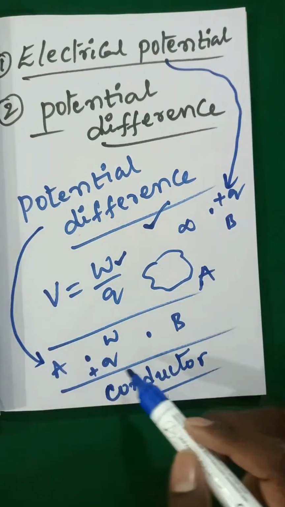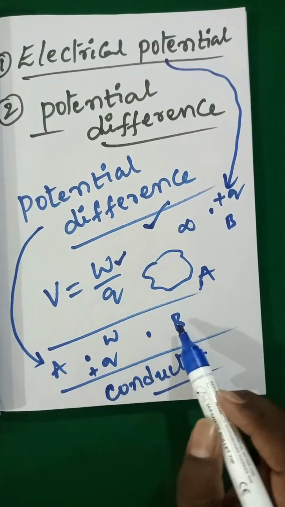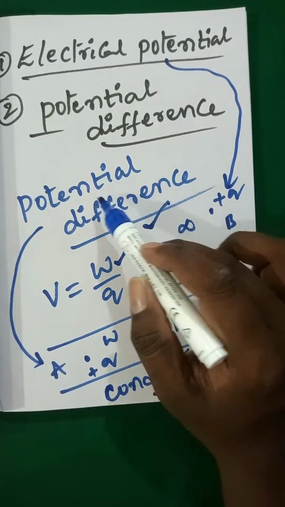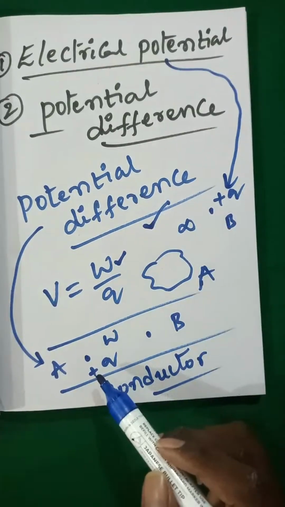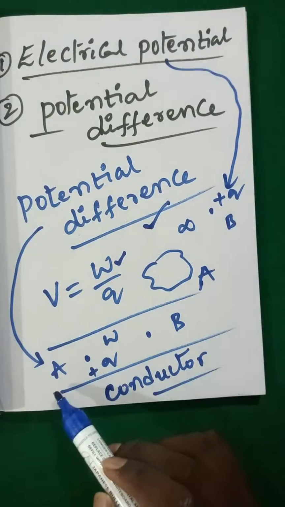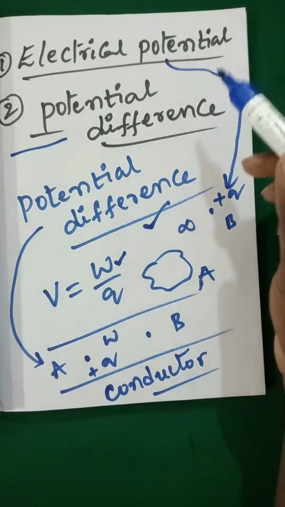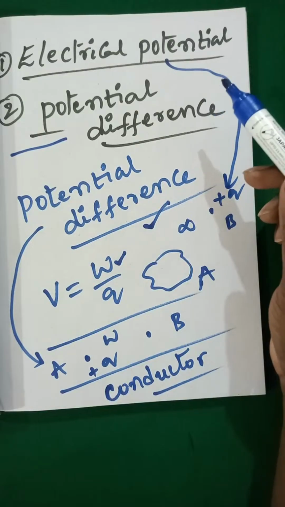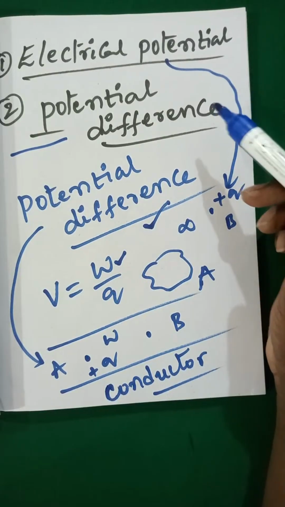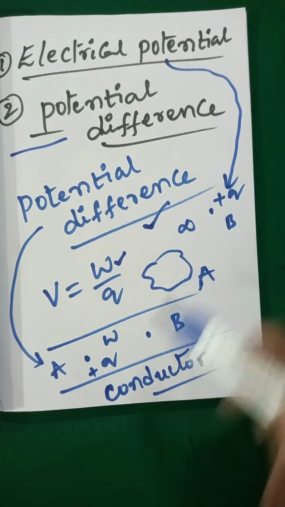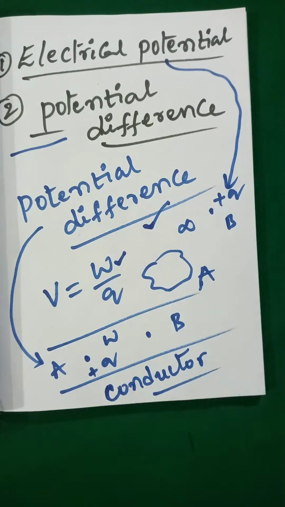So here, from one point to another point is called potential difference. Potential difference is nothing but work done to bring unit positive charge from one point to another point within the conductor. Electrical potential is nothing but work done to bring unit positive charge from infinity to the required field. Now you can see the SI unit of potential difference.